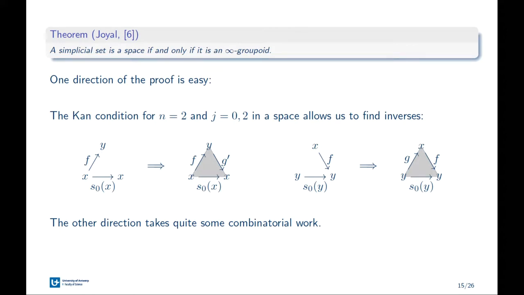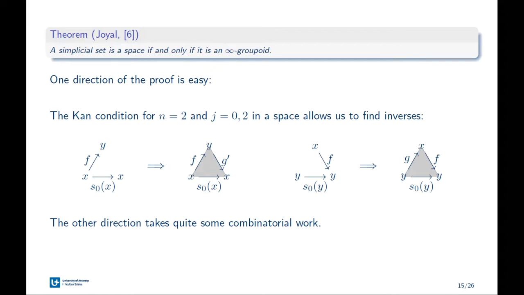And then with some extra work, you can show that you can choose this G and G prime to be the same if you really want to. So this filling of these horns clearly gives an inverse for every morphism F. The opposite direction, however, is a lot harder.